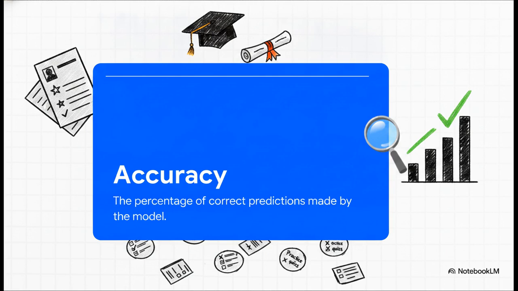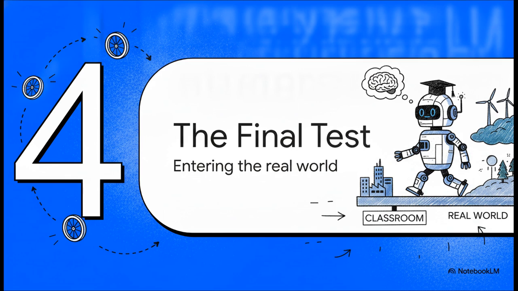And this is exactly what it sounds like, folks: the percentage of correct predictions made by the model. You can look at it as the final report card grade based on those practice quizzes. If the accuracy is high enough on data it wasn't directly trained on, our model is finally ready to graduate. Which brings us to Part 4, the final test, entering the real world.